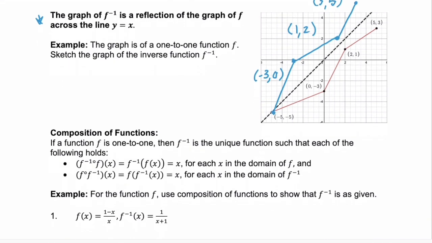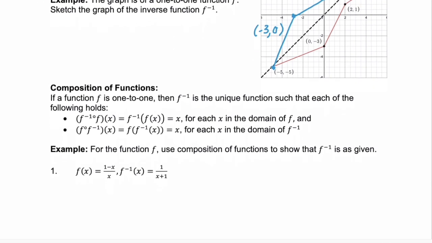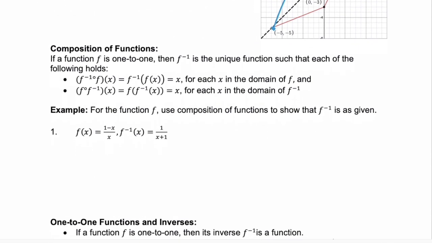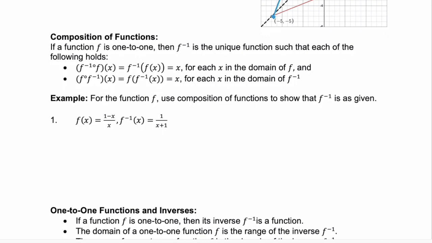Now, remember composition of functions? Well, it's back. And we use it here to show us that if a function is 1 to 1, then f inverse is the unique function such that the composition in both directions is going to result in just x, our input, for each x in the domain of f and for each x in the domain of f inverse, based on the composition you have.